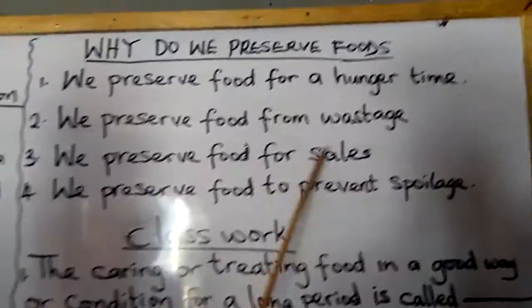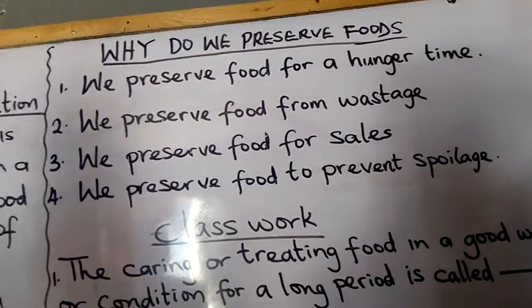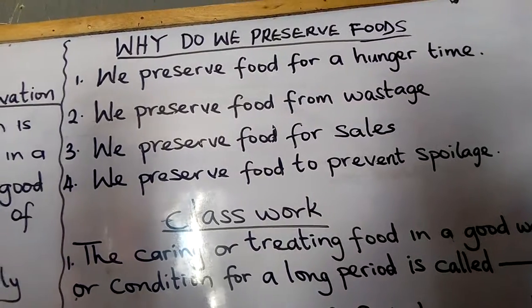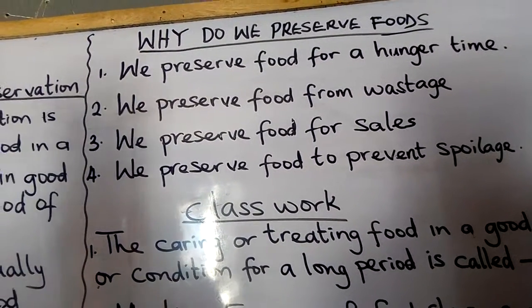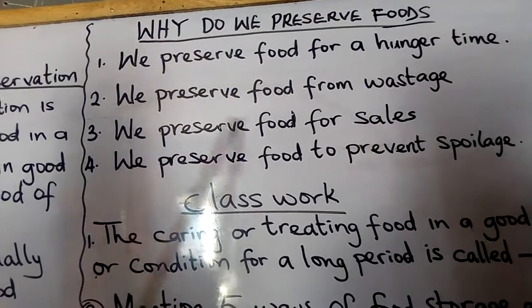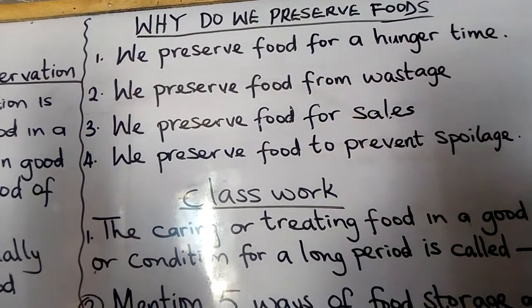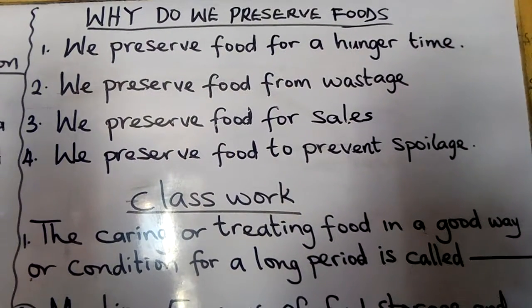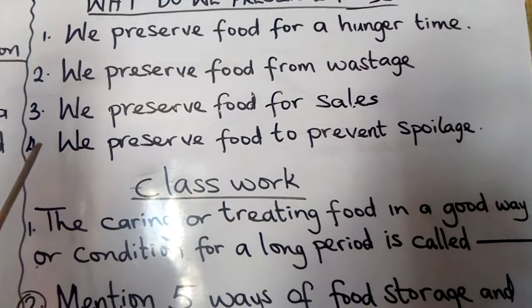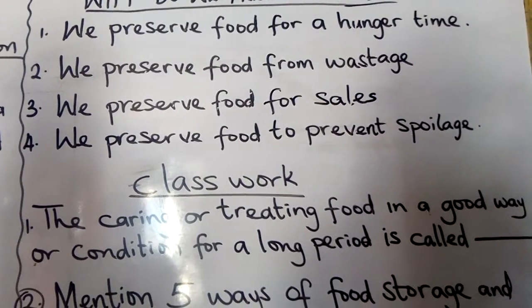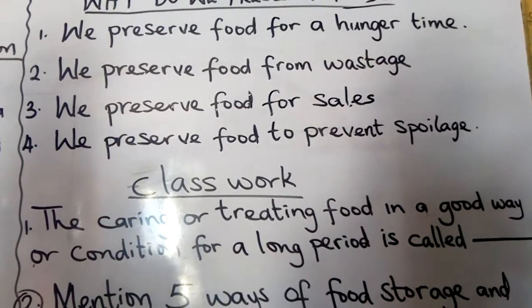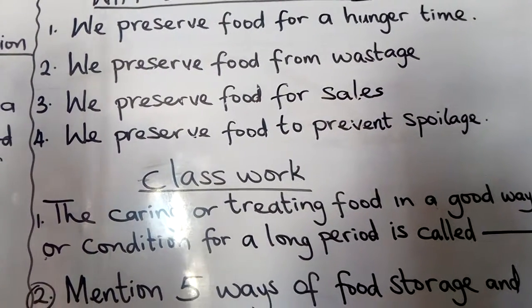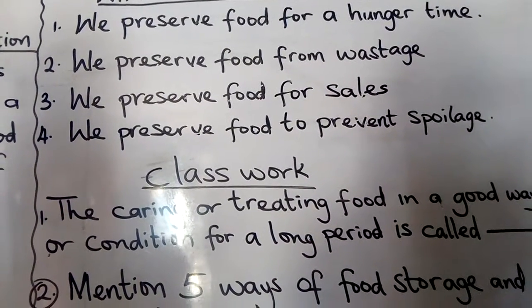We preserve food for sales. Where you go and buy your foodstuffs, the person selling the foodstuff preserves the food on a daily basis. So we preserve food for sales so that we can sell them. When you have excess of food, what do you do? It's either you give the food out or you preserve it for sales. Number 3, we preserve food to prevent spoilage.